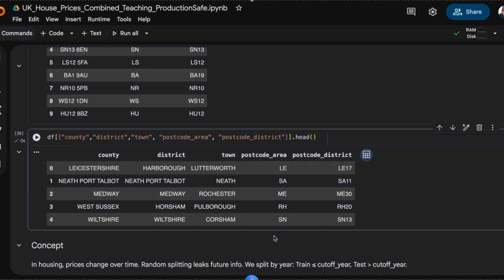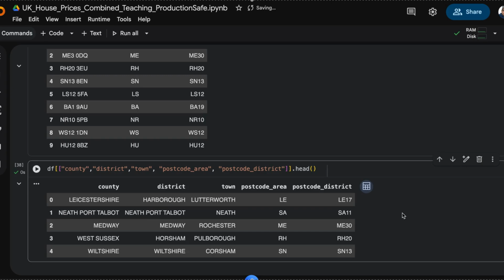Notice how we have decomposed a highly specific string into structured geographic features. Instead of potentially tens of thousands of unique postcodes, we now have a manageable number of postcode areas, a moderate number of postcode districts. This makes modeling feasible.